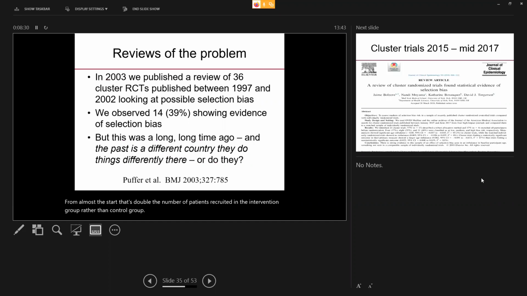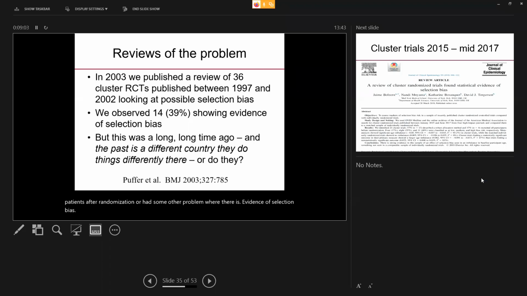As part of this, we did a systematic review to see whether this was a bigger problem than that single trial. We looked at a 5-year period between 1997 and 2002, and then published our study in 2003, showing that yes, about 40% of cluster trials that we could look at recruited patients after randomization or had some other problem where there was evidence of selection bias.